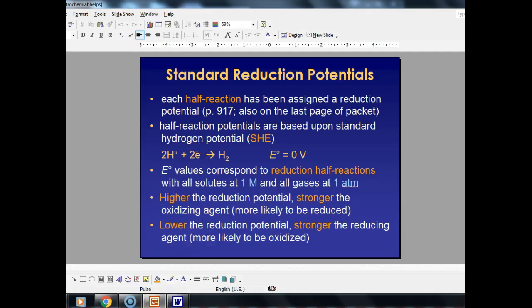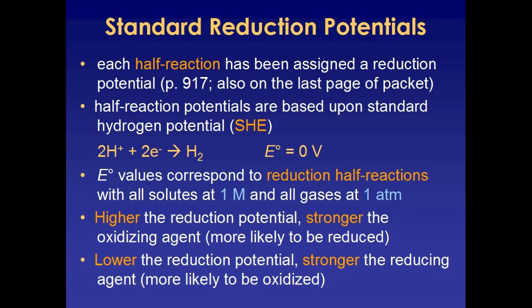Okay, these are based on the voltages that would be generated when they were combined with hydrogen. Hydrogen's defaulted to 0. I'm not real concerned about this bottom part, but I just thought that might help you some with the questions. Basically, the greater that voltage for the reduction half reaction, the more willing that substance is to be reduced, while the more negative it is, the less willing it is to be reduced.